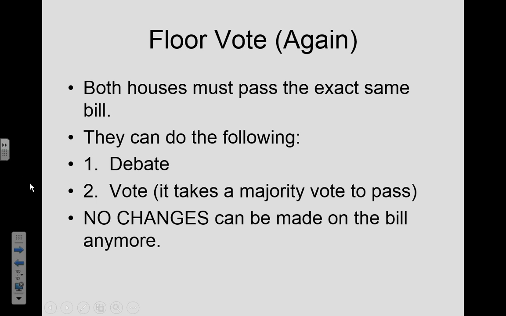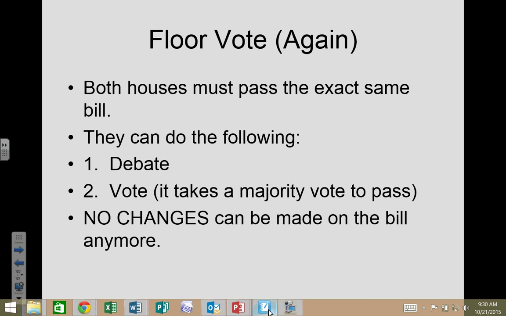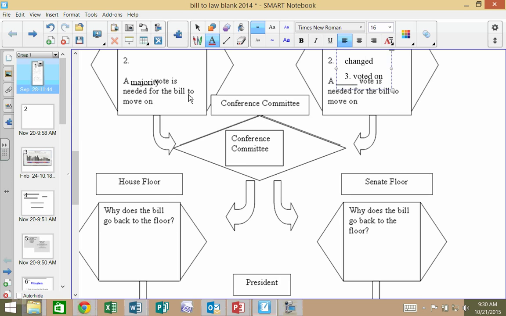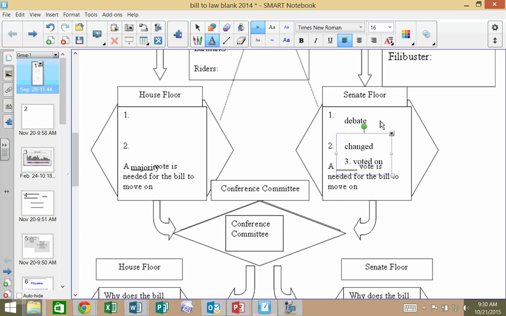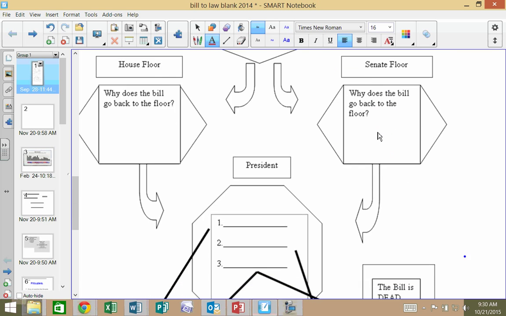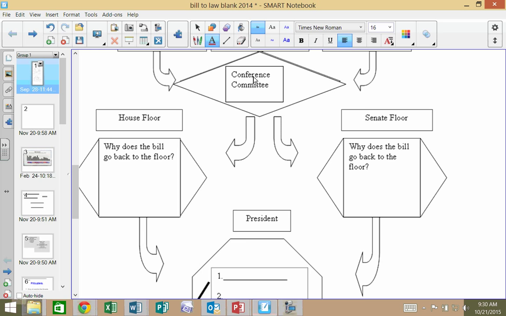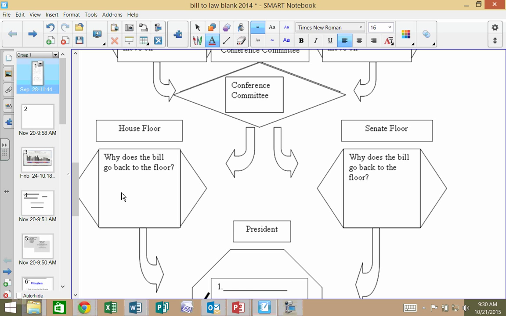Okay? So this bill that started, our example bill, that started in the House, went to the House committee, then the House floor, then the Senate committee, then the Senate floor, and we'll assume that changes were made here. Then it has to go to the Conference Committee, and from the Conference Committee, it has to go back to the House and the Senate. Why does it have to go back? Well, we can add in here, both houses have to pass the exact same bill.